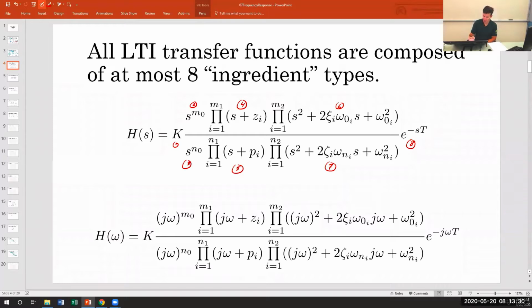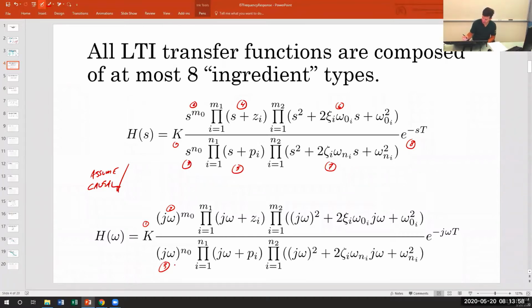In the Fourier version, if we assume causality, then we just plop in a j omega everywhere we see an s, and we get the frequency response, a big H of omega. And as you can see, it has the same ingredients. The gain is still there, the differentiator is still there, the integrator is still there. It's just now in terms of j omegas instead of s's.